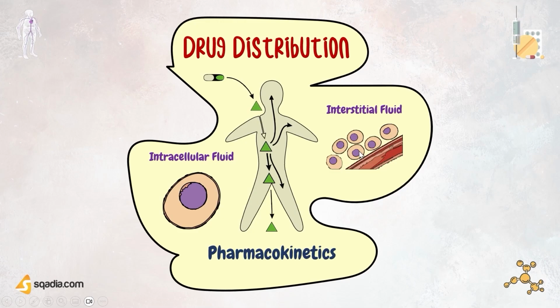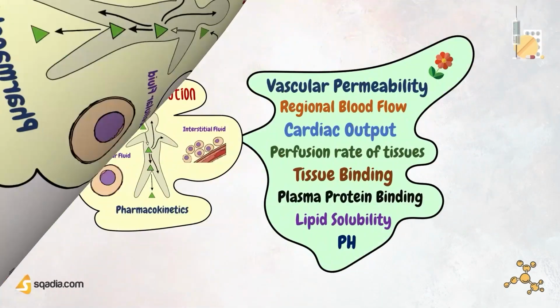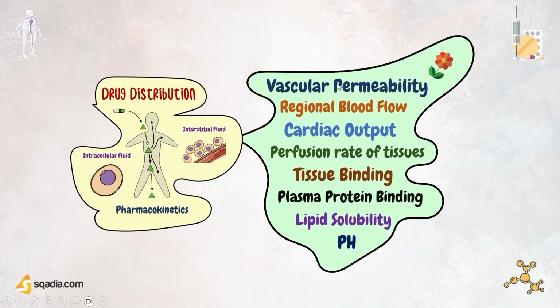Now, each organ or tissue can receive different doses of the drug, and the drug can remain in different organs or tissues. The distribution of a drug between tissues depends on various factors such as vascular permeability, regional blood flow, cardiac output, perfusion rate of tissues, tissue binding, plasma protein binding of the drug, lipid solubility, and pH. We will discuss all these factors in further slides.